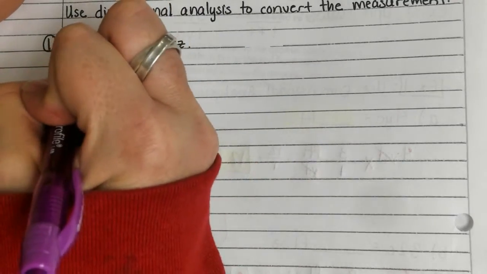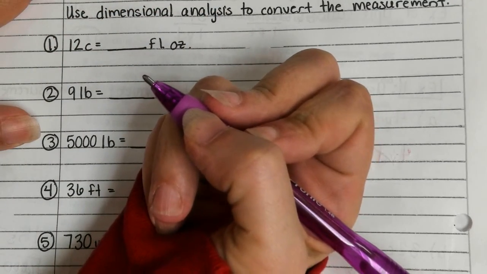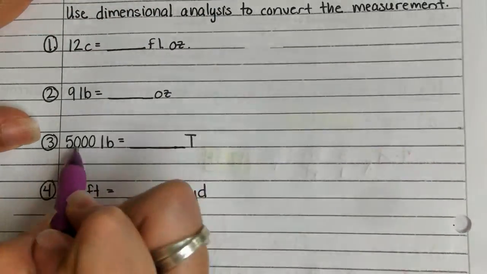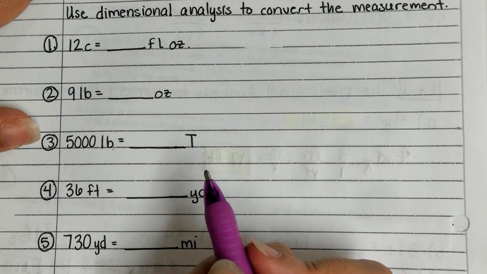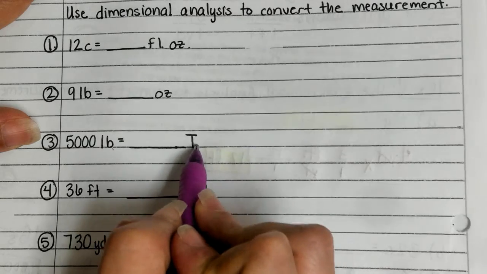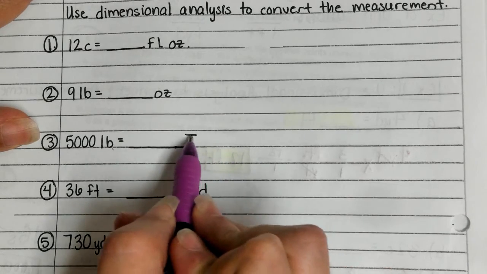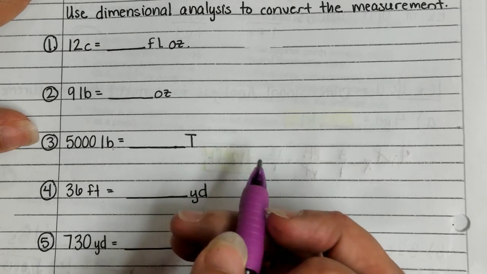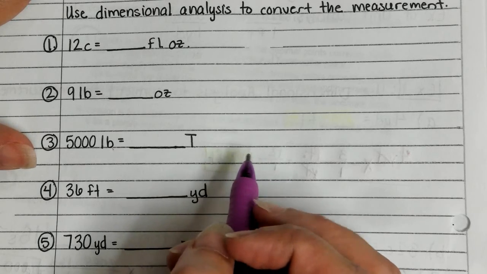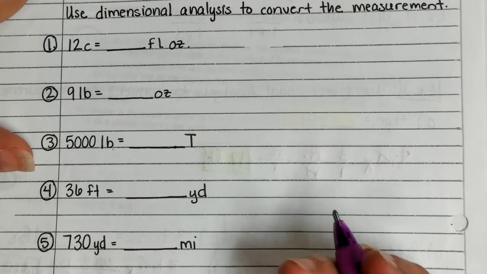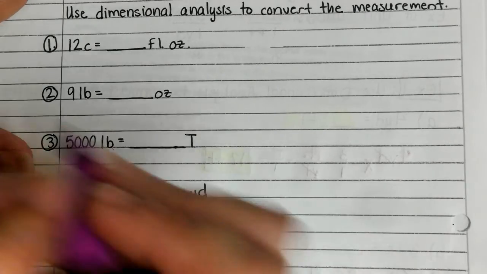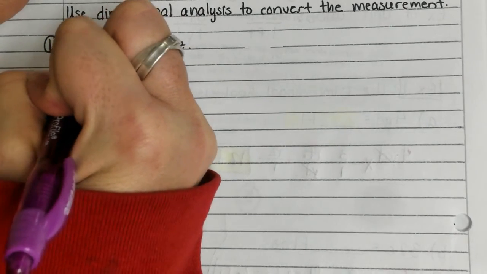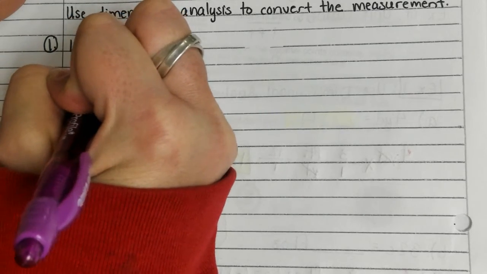Uh-huh. Number 3, is that one repeating? Nothing. That's 5,000 pounds. LB. T is for tons. Sorry. I see what you're saying now. It's a capital T for tons. Okay. Yeah. I just always write ton, but they used an abbreviation. Okay. So 12 cups.